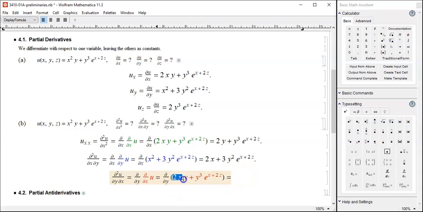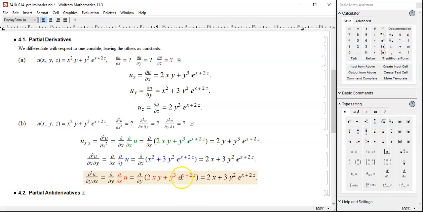Okay, what's the derivative of 2xy? It's 2x. Coefficient, and the derivative of y is 1. And how about this? This is a coefficient, exponential stays the same. And then times the derivative of y cubed, what is it? 3y squared, isn't it?